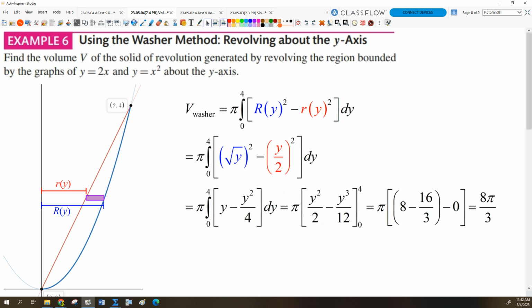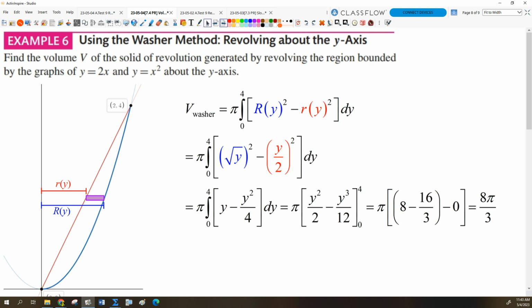And we're going to create these washers that are going to be sitting horizontally in space instead of vertically, because we've created them by revolving around the y-axis. No big deal. So then what would my outer radius be? Well, if we're revolving around the y-axis, the bigger radius is going to be created by the blue curve, x squared. And the smaller radius, the inner radius of our washer, is going to be the red line.